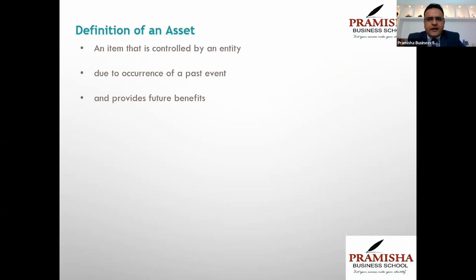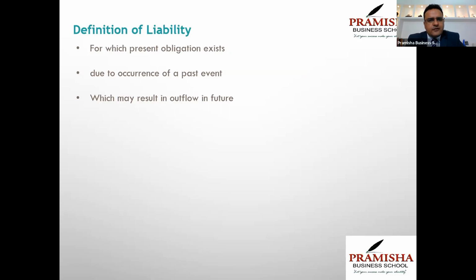It should be an item controlled by an entity. Control means you are able to direct the use of it, you know how to use it, how you're going to receive benefit out of it. And it is as a result of past event, either you purchased it or you constructed it, and you're going to receive economic benefits out of it. It can be reliably measured. If you meet all the conditions, you can record the asset into your books.